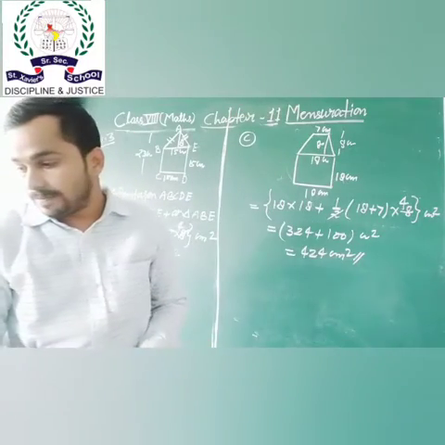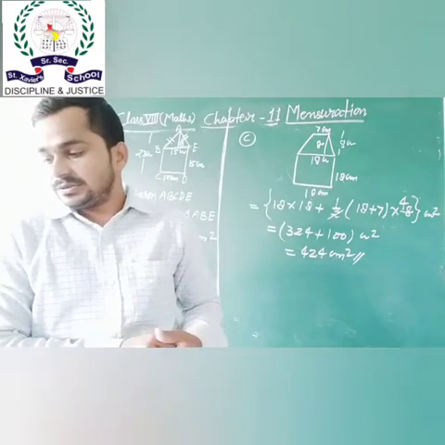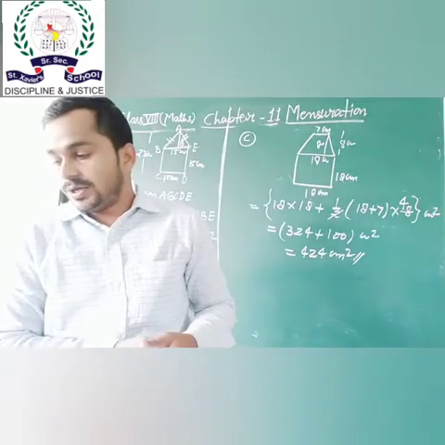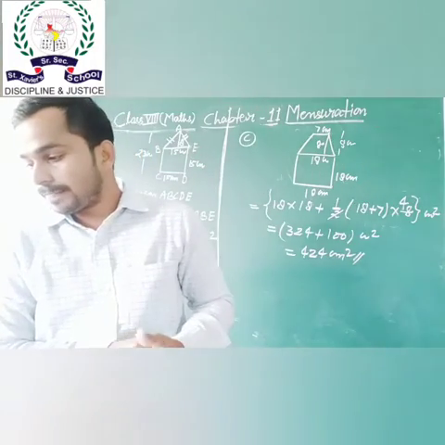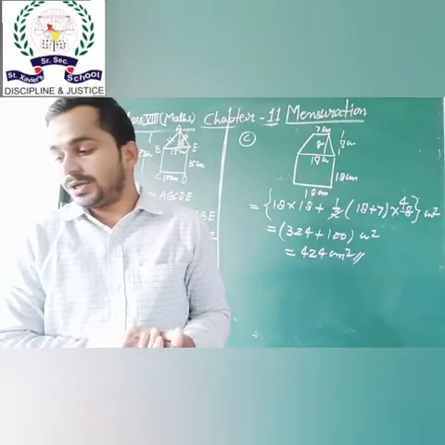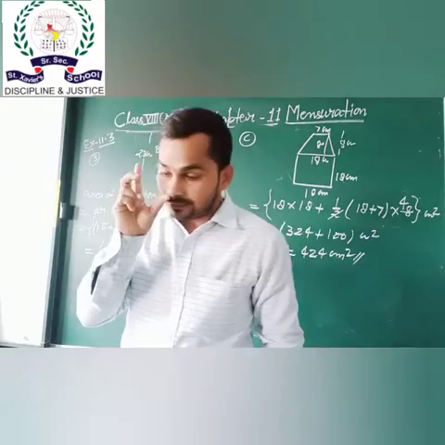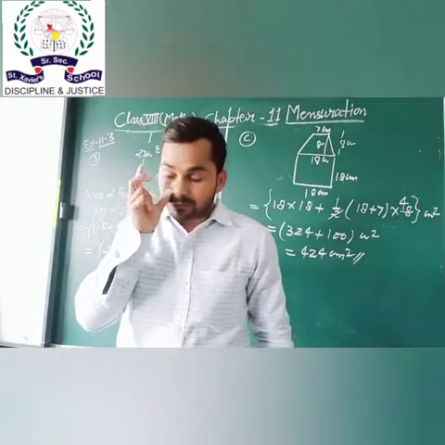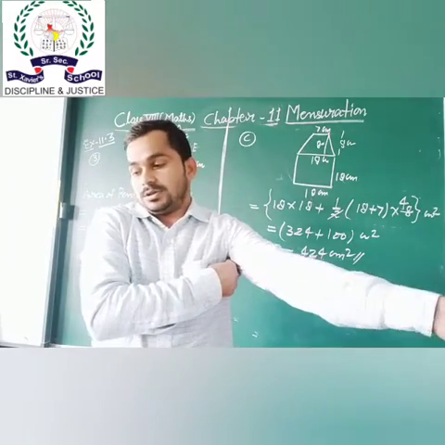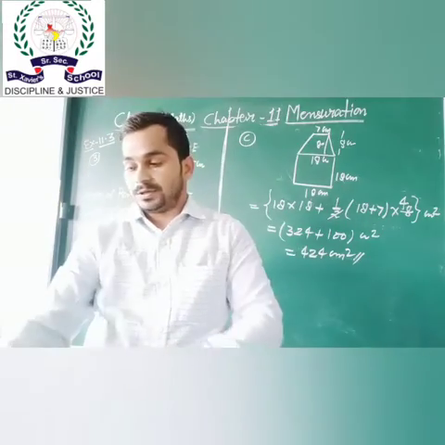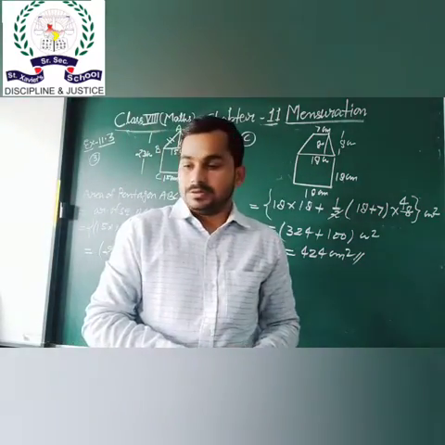In the D part, a hexagon is given. So we have two triangles in the upper and lower portions. And the middle portion is a rectangle of length 16 by 10. So solve: first find the area of the upper triangle and the lower triangle, then the area of the rectangle, and add all three areas, so we get the area of the hexagon. Now question number 5.